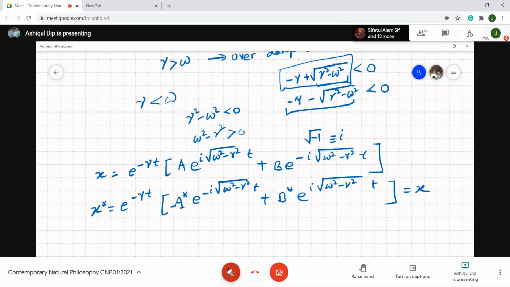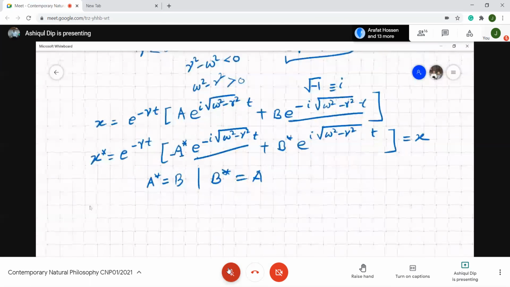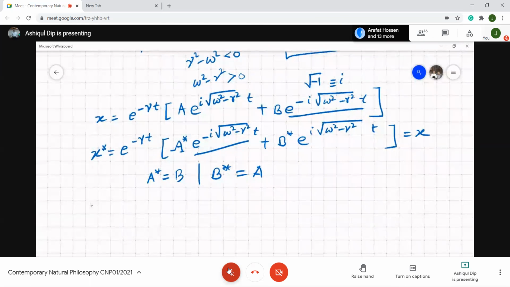So what do we get? We get that this thing and this thing are the same. So a star has to be equal to b, and b star has to be equal to a. So there is a strong condition between these two. Using that condition, we can convert these complex exponential things into sinusoidal ones, right?